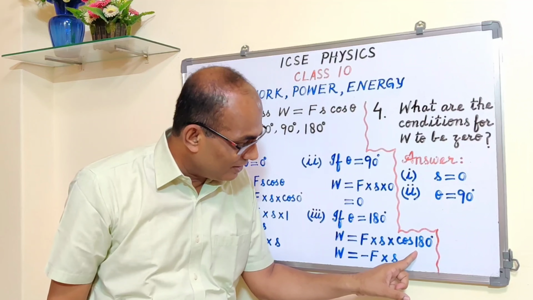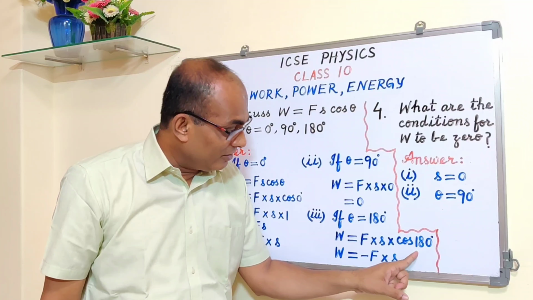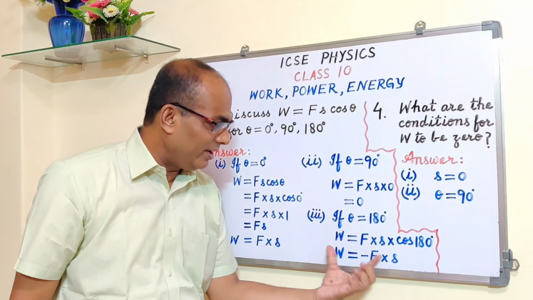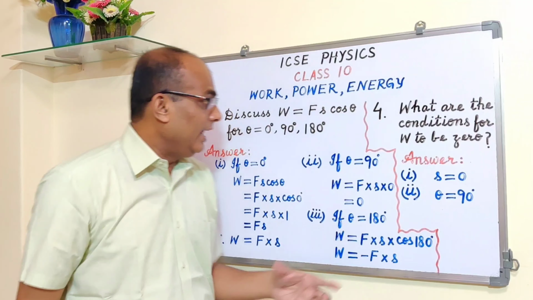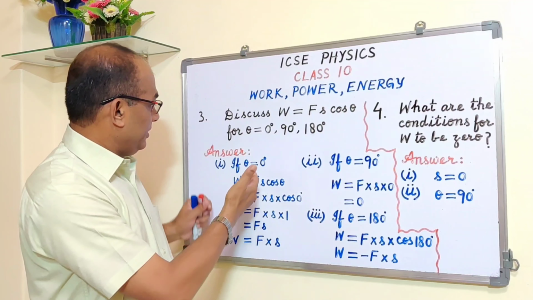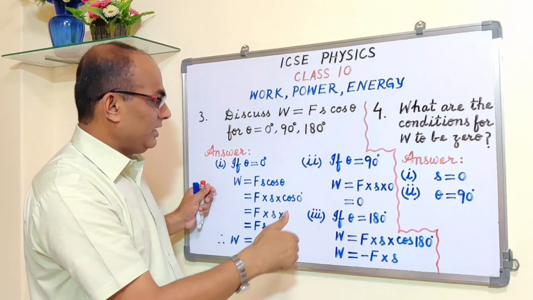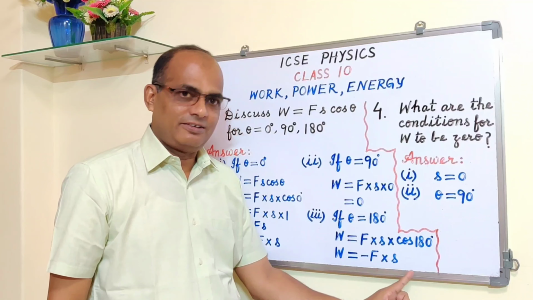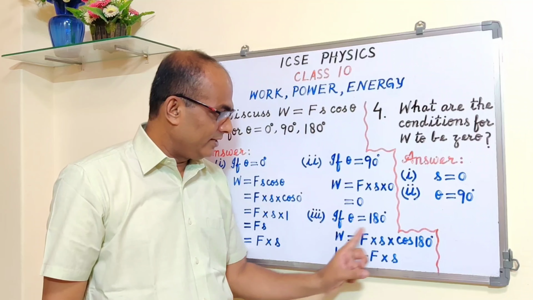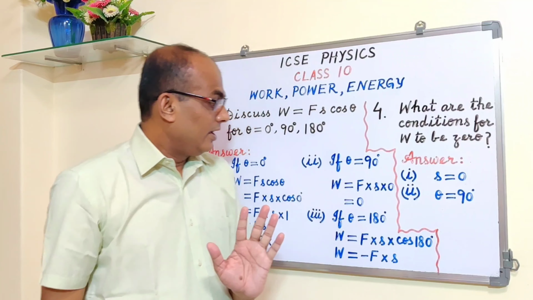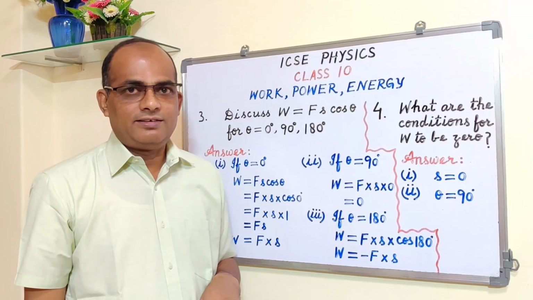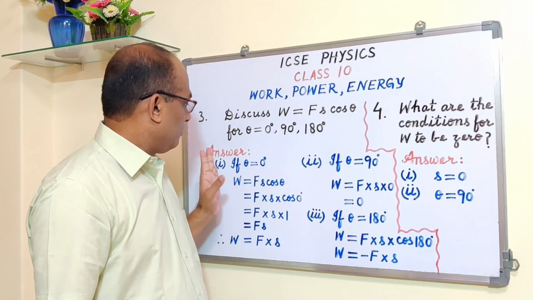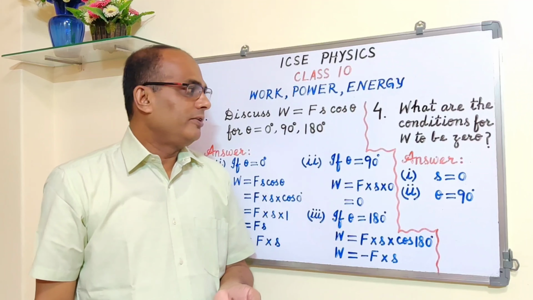So when you write your minus 1, that I have not written, you please write down. So minus 1 into F into S is minus Fs. So W is equal to minus Fs. A very interesting result. I'll give you the example also. I'll give examples on all these three special cases in my next video. Right now, till here, when theta is equal to 180 degrees, we get W is equal to minus Fs. Okay, so these are the three special cases. I hope things are clear. Examples for these I will give in my next video.